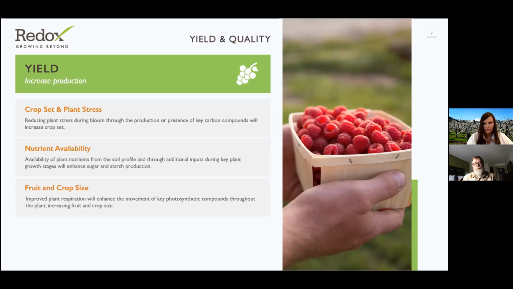So one of the things that we do at Redox, we spend a great deal of time finding out what the problems are. And I'm very grateful to Darren and John that they spend a great deal of time figuring out what the solutions are. And that's even more importantly, what we can do to help growers.